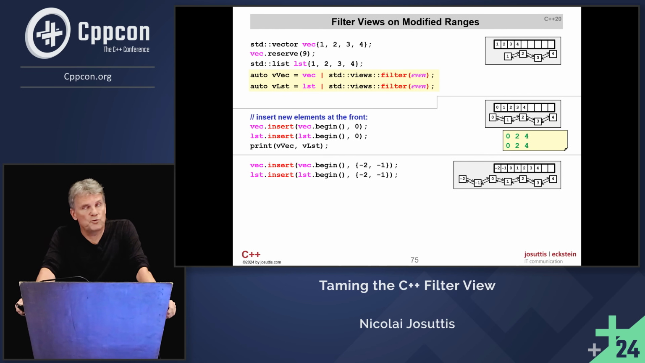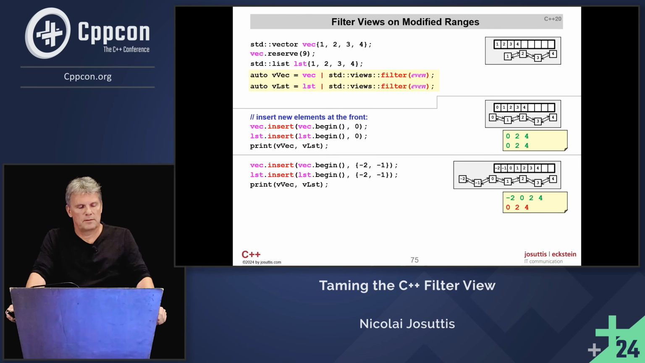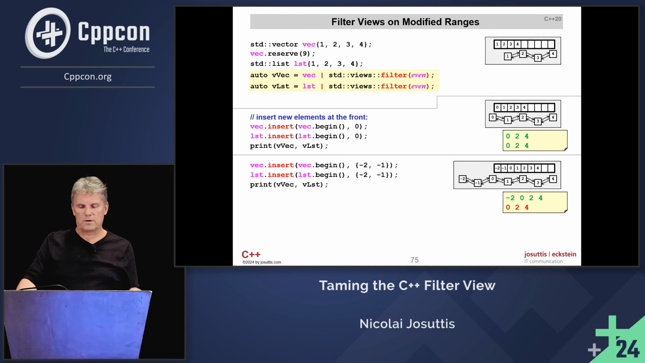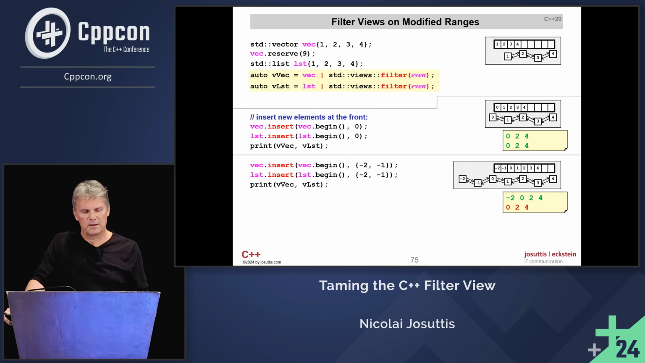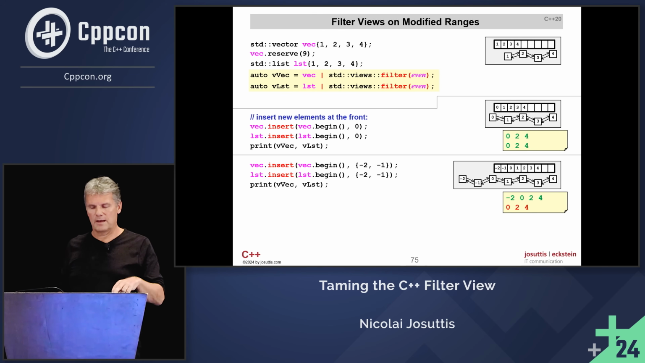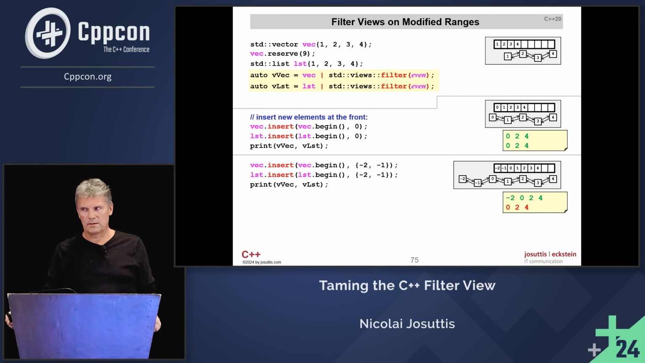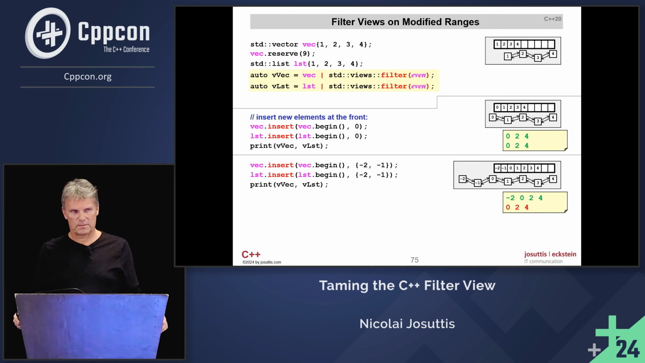Let's insert 2 more elements at the beginning and do this again. Oh. Okay. -2024 is correct. Probably. 024 is at least different. So it depends on whether you use a vector or a list under the hood of a filter, and you get different behavior. That alone makes me nervous.